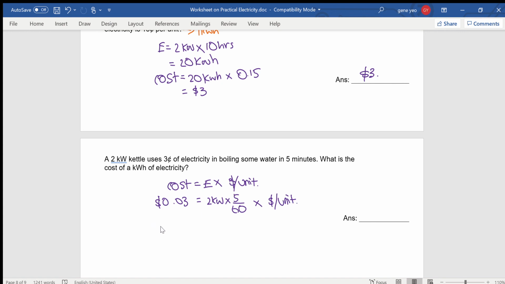So the cost per unit is, if you press your calculator, 2 times 5 divided by 60, okay, and 0.03 divided by that, and it is actually 18 cents per unit. So that's the cost, 18 cents per unit. Okay, so that's the end of the worksheet.